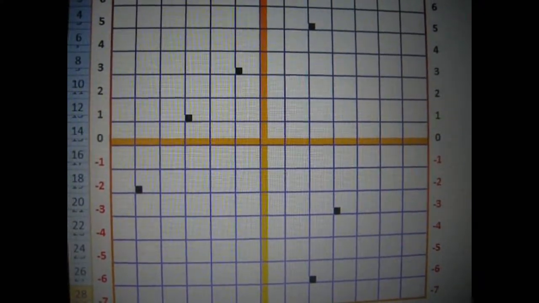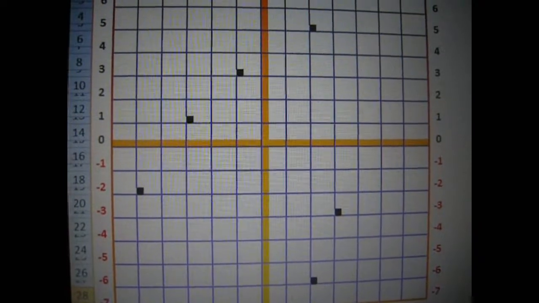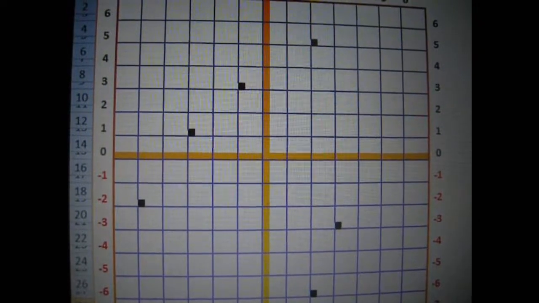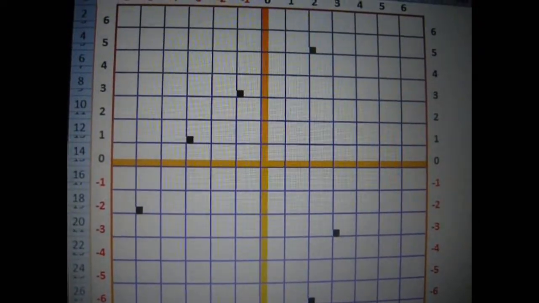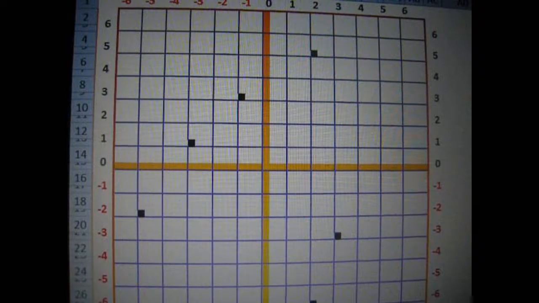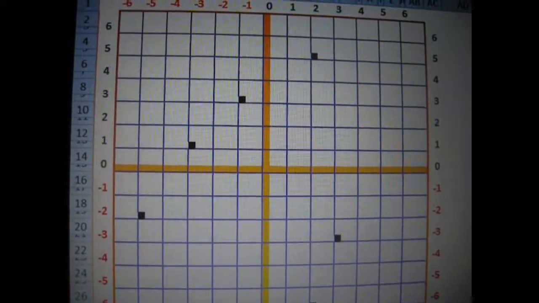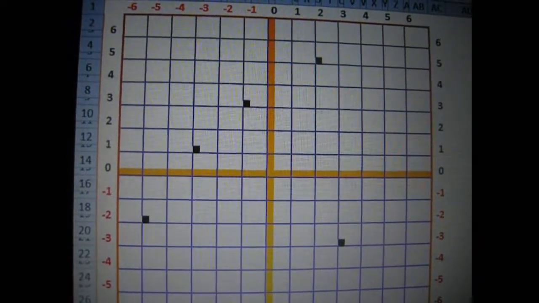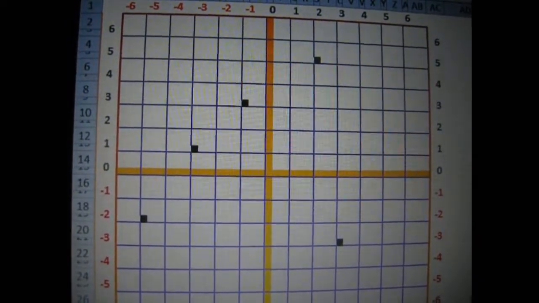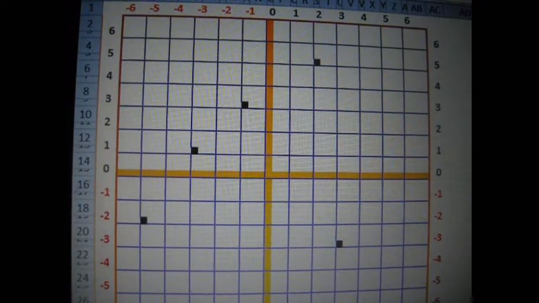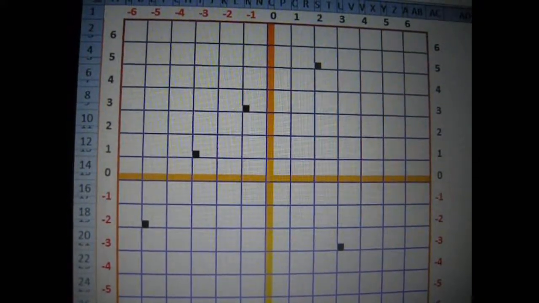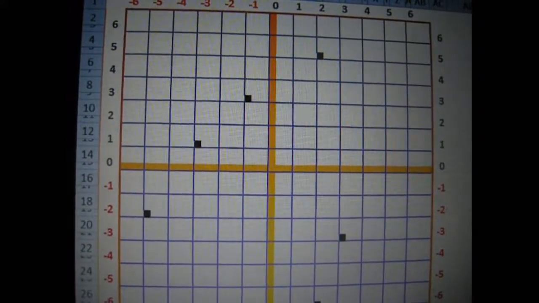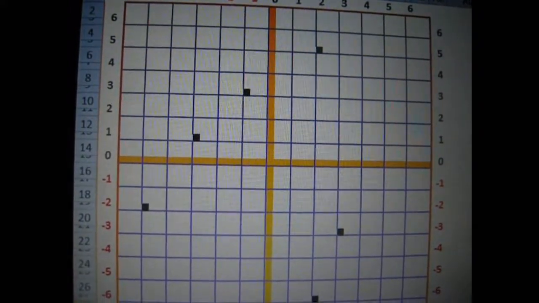Whenever you have a negative number for x, it's on the left-hand side of the line that runs top to bottom. Whenever you have a positive number for the first number, it's anything on the right-hand side of the line that runs top to bottom, or north to south.